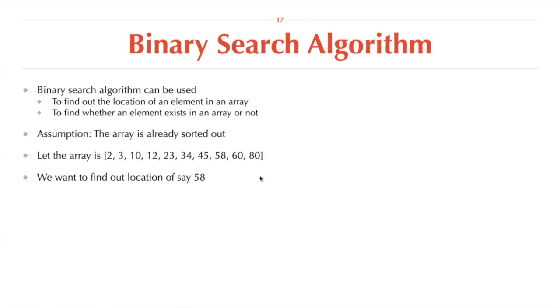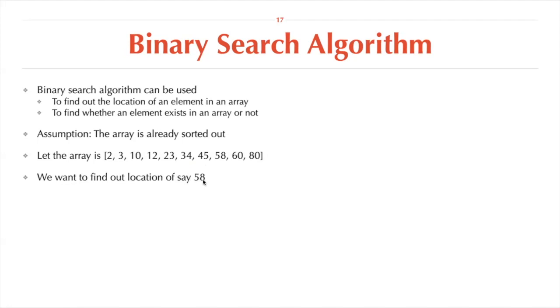Now I have to find out if the number 58 exists in this array or not, or we can identify the location where it is located. So first, what we can do is take this 58 and compare it with the first element. 2 is not equal to 58, then 3 is not equal to 58, then 10 is not equal to 58.